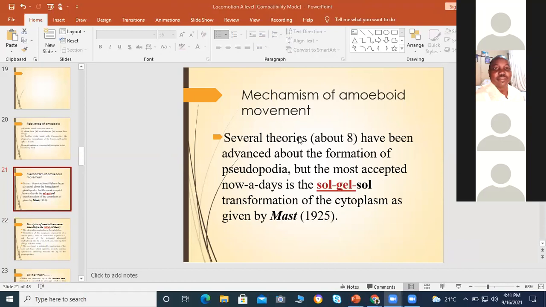About the mechanism of amoeboid movement. Now, just like you have observed, we are saying there are many theories about amoeboid movement, but the most common one that is accepted in our Ugandan context and among most biologists is what we call the Sol and Gel theory, or transformation of the cytoplasm. And this was invented by a man called Mast in 1925. So we are going to discuss what the theory postulates.